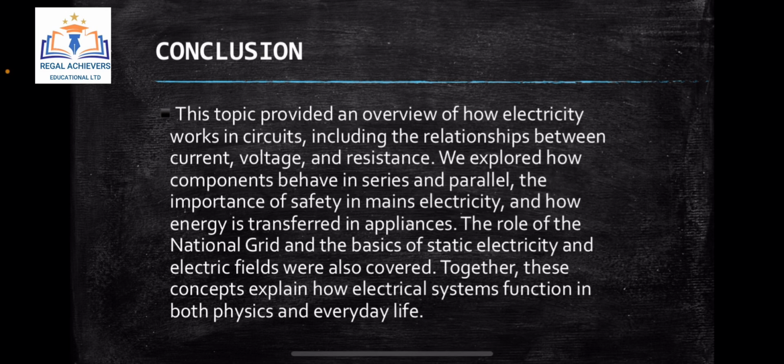In conclusion, this topic provided an overview of how electricity works in circuits, including the relationship between current, voltage, and resistance. We have been able to explore how components behave in series and parallel, the importance of safety in mains electricity, and how energy is transferred in appliances. The role of the national grid and the basics of static electricity and electric fields were also covered. Together, these concepts explain how electric systems function in both physics and everyday life.